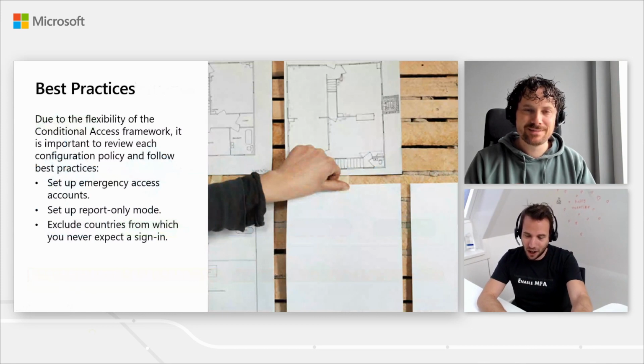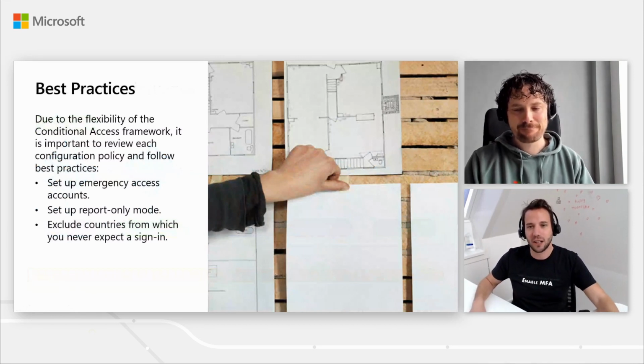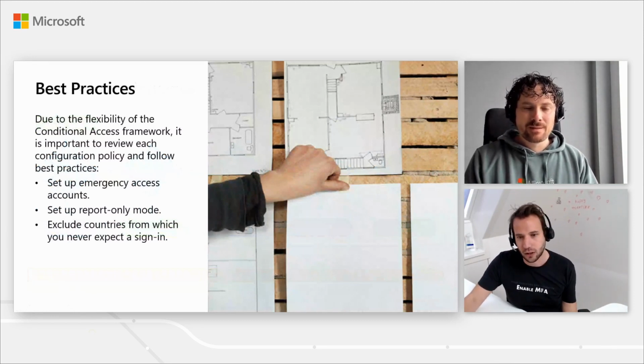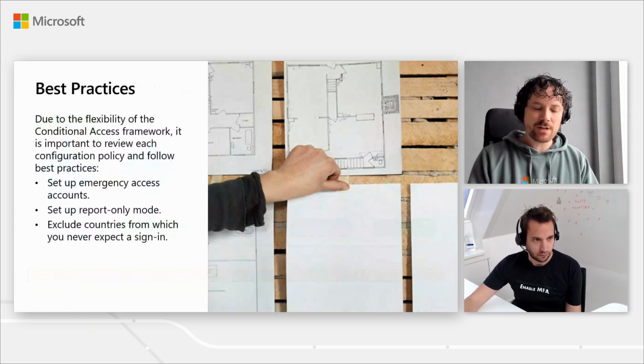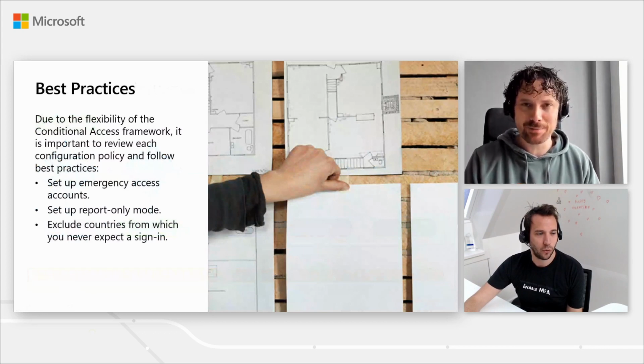So if you're going to exclude countries where you never expect a sign-in, double check that no one is signing in from that country, because again, you want to ensure that the users have that productivity. Luckily, if that happens with conditional access, we will actually show you in the logs, but we will come to that a little bit later on.